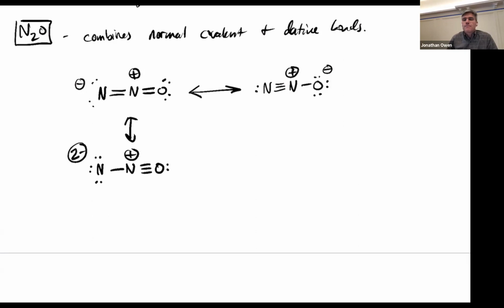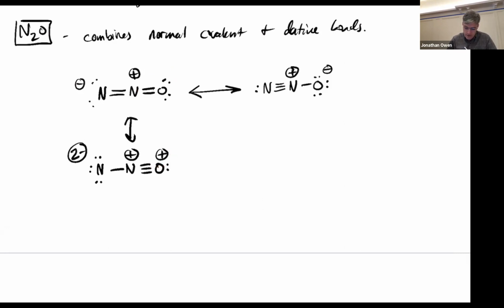Oxygen on the right, three bonds. Like hydronium, OH3 plus, that's got to have a plus charge. Okay, when you use that electron pair to make a bond, you push it over onto the nitrogen, you develop a positive charge out here.